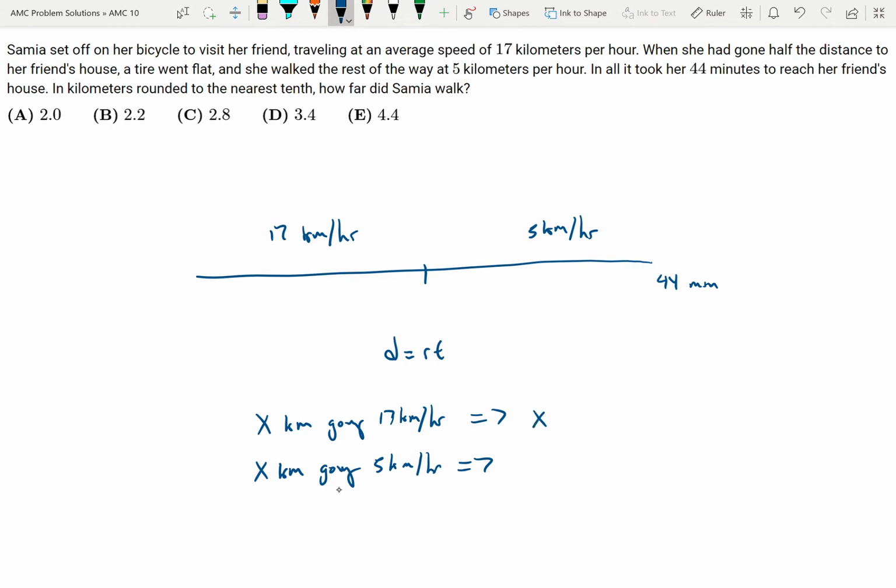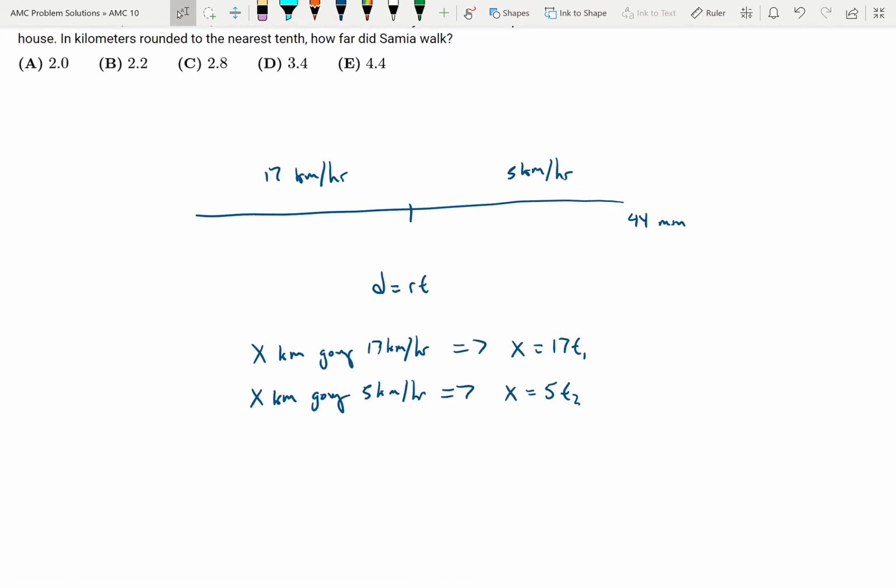So x equals 17 times, let's call it t1, the time it takes her to ride the bike that distance. Then x is equal to 5 times t2. So I know that both of those times, t1 plus t2, are going to be equal to 44 minutes, or in hours, 44 divided by 60. 44 divided by 60 is the same thing as 11 over 15.